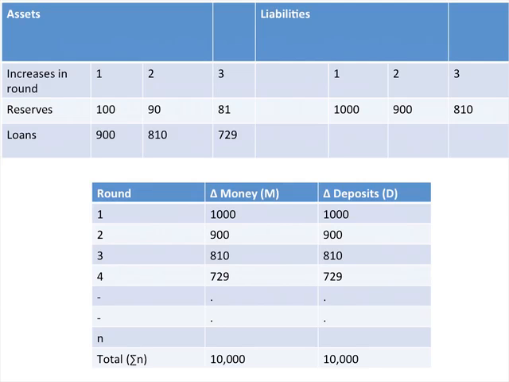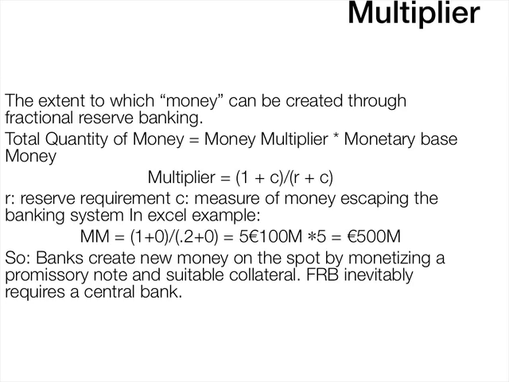Now, I would like you all to have a think about this. There's a multiplier. The extent to which money can be created through the traditional fractional reserve system is called the money multiplier. And it's a very simple process to understand. Would everybody please write down this little formula here? Multiplier equals 1 plus C divided by R plus C. Would everybody write that one down for me?